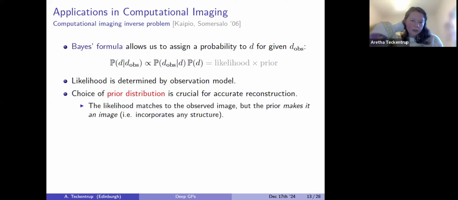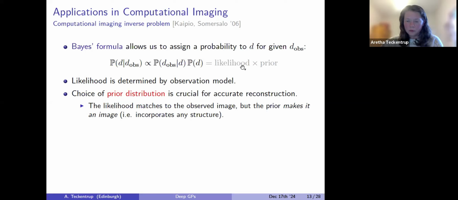We're going to solve this in a Bayesian framework. So we're going to be looking at finding the probability density of the true image given the observed image. We do that using Bayes' formula, and then we get that this is proportional to what we call the likelihood times the prior. The likelihood is determined by your observation model, so it's about how the d-obs is related to D. That depends on your observation operator G and the noise eta. And then you have the prior distribution, which is really crucial for accurate reconstruction.